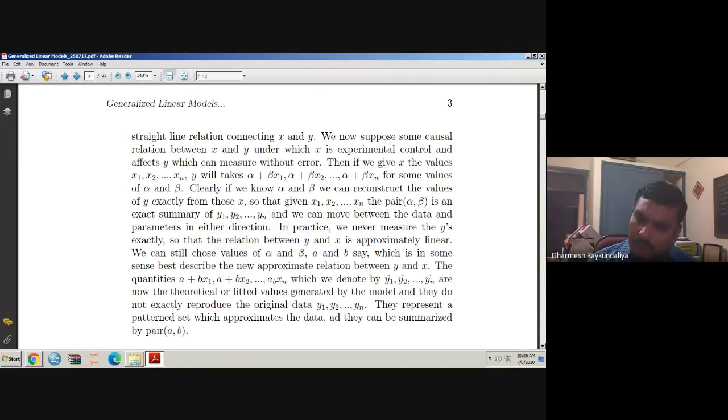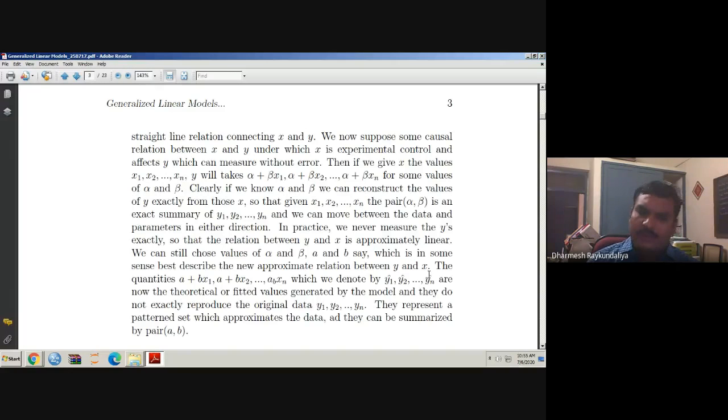But in real life, knowing the exact value of alpha and beta is not possible. So we ask: are we in a position to obtain the best value of alpha and beta, say a and b, so that the relation between y and x is approximately linear? And if we can, then given values x1, x2, up to xn, you can obtain the quantities a plus b x1, a plus b x2, and a plus b xn, which we denote by y1 cap, y2 cap, yn cap.